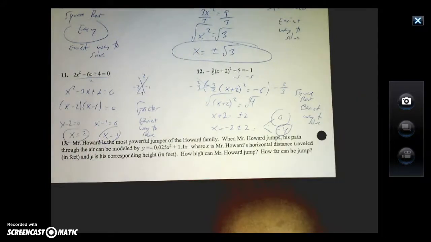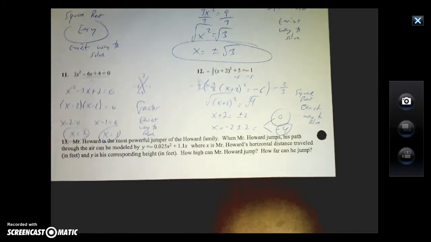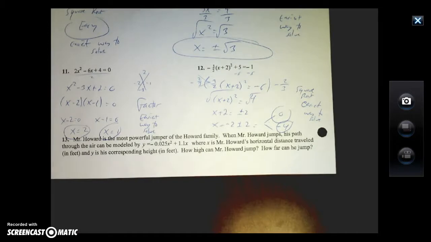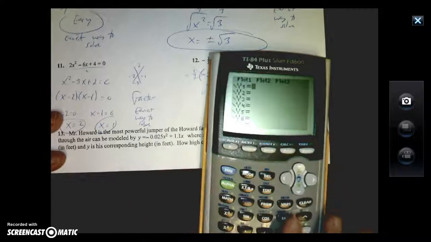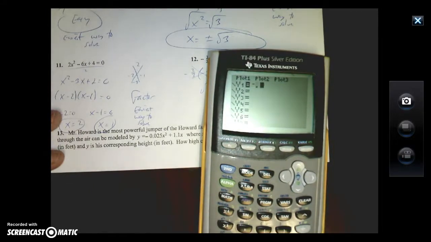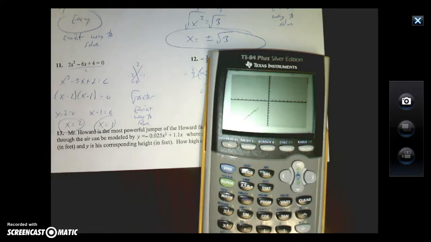Okay, so alright guys, very last part here. Mr. Howard, powerful jumper of the Howard family. When Mr. Howard jumps, his path through the air can be modeled by the equation y equals, where x is Mr. Howard's horizontal distance traveled in feet and y is his corresponding height in feet. How high can I jump? How far can I jump? All right, graphing calculator, y equals, type in your function. Okay, and I graph this.